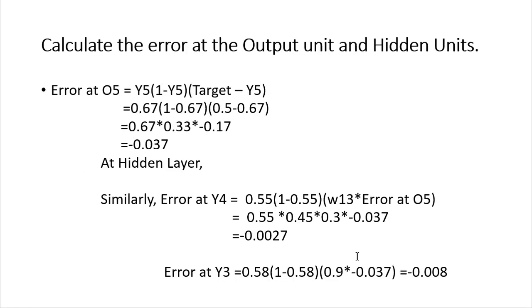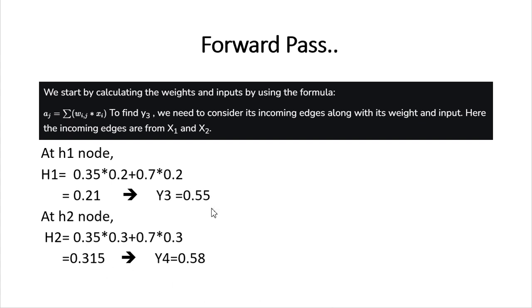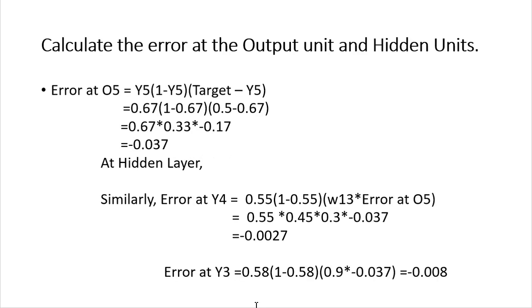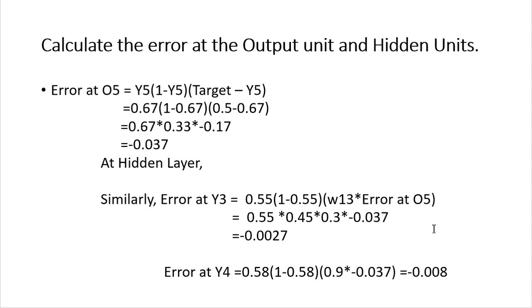So we have to calculate the error at Y4. Here H1 is Y3 and H2 is Y4, which is 0.58. So 0.58 is Y4 and this is Y3. This is already calculated. When you are doing practice, then you will get the complete details.